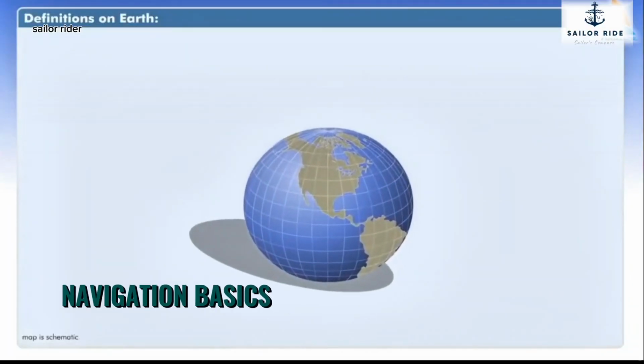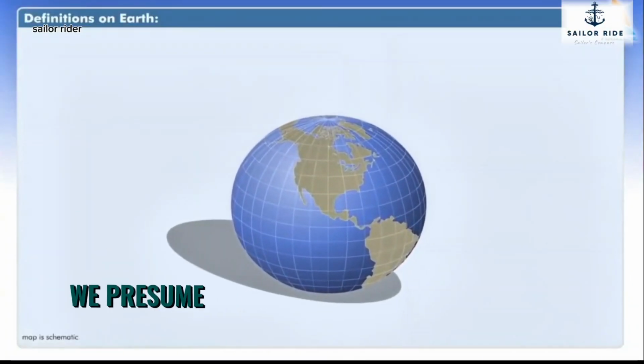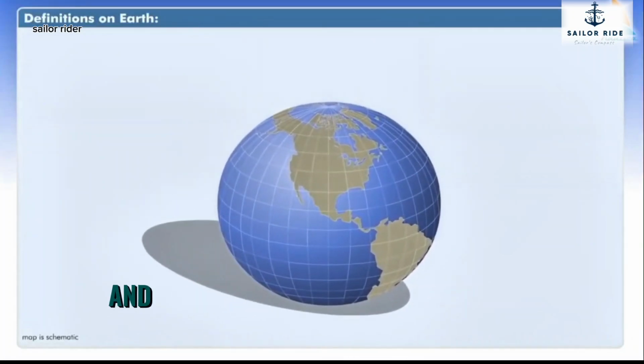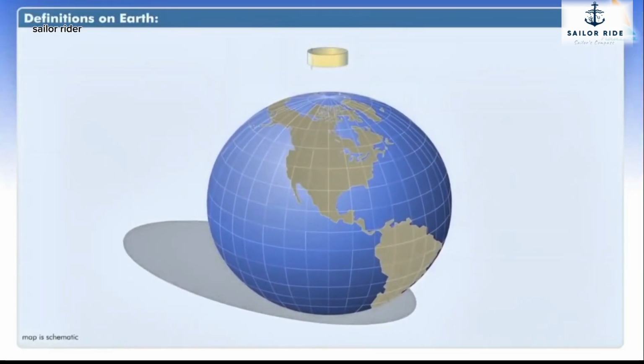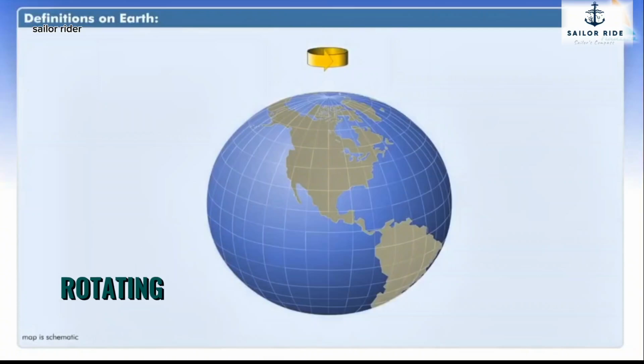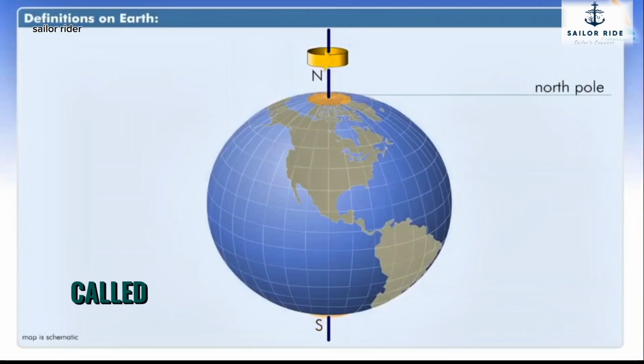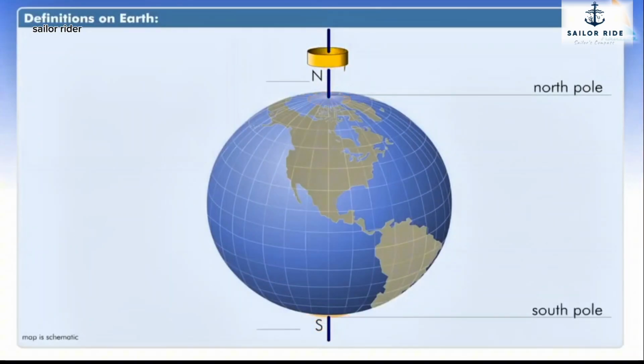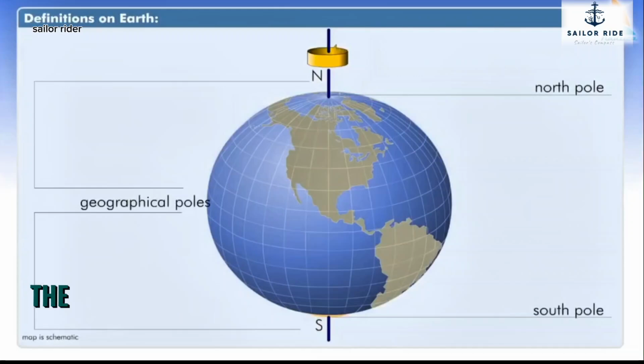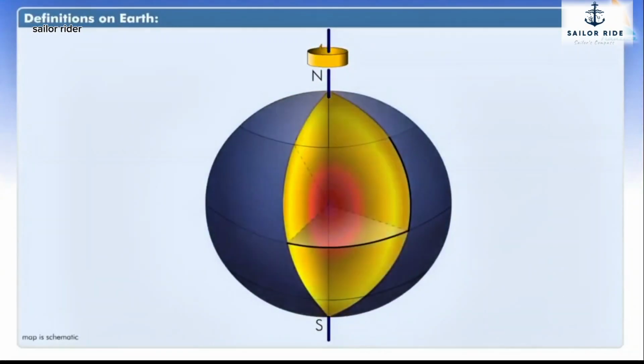Navigation Basics. We presume that the Earth is a perfect sphere and is the center of the universe. The Earth is rotating around a hypothetical axis N and S and is penetrated in 2 points. The upper point, N, is called the North Pole, and the lower point, S, is called the South Pole. N and S are known as the geographical poles. C is the center of the Earth, known as the core.